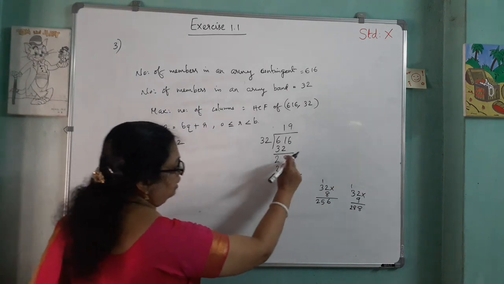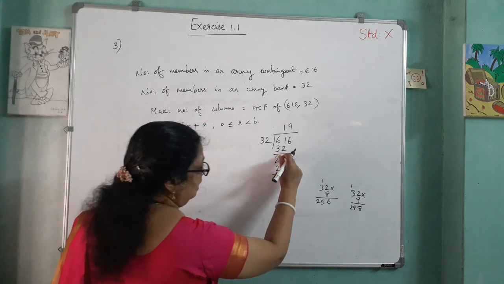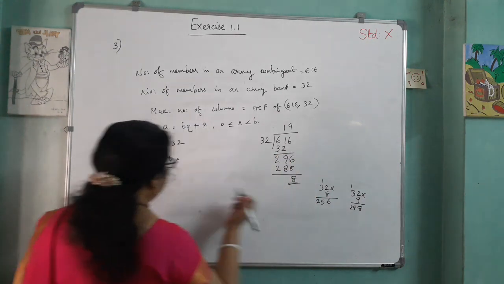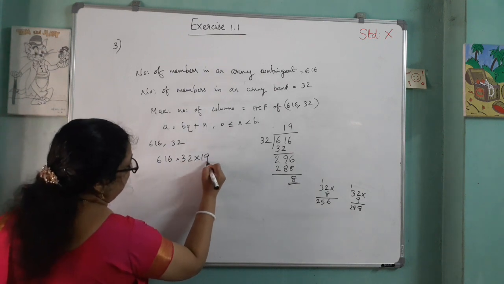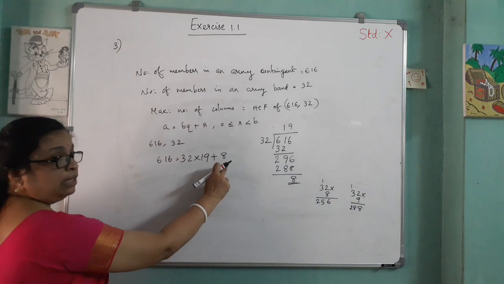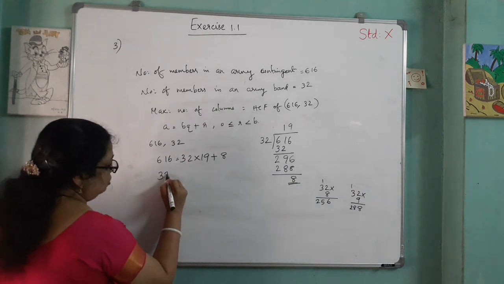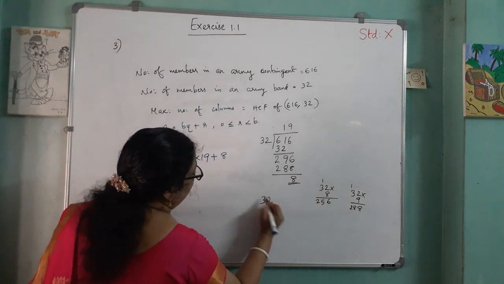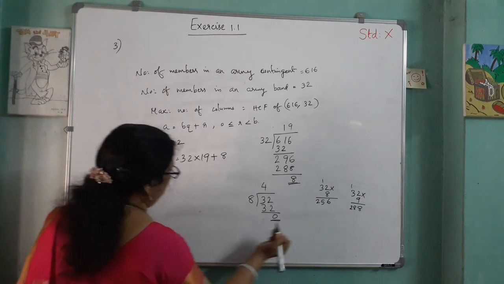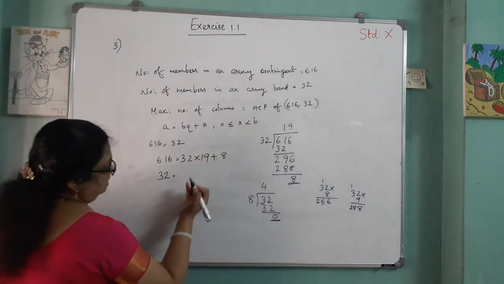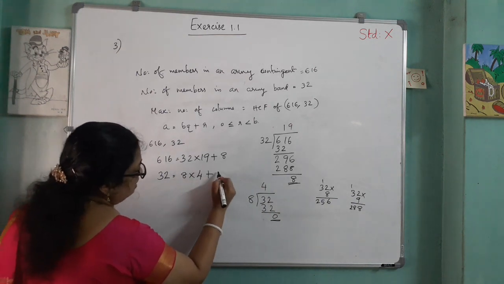Then subtracting, 6 minus 8 not going, so borrowing, 16 minus 8, 8. Then 8 minus 8, 0. So in this way we can write 616 is equal to 32 into 19 plus 8. Here the remainder is not 0. So next we write this divisor as the dividend. So 32 divided by 8, we know 4 times 32 and remainder 0. So we write here the divisor, that is 8, into quotient 4 plus remainder 0.